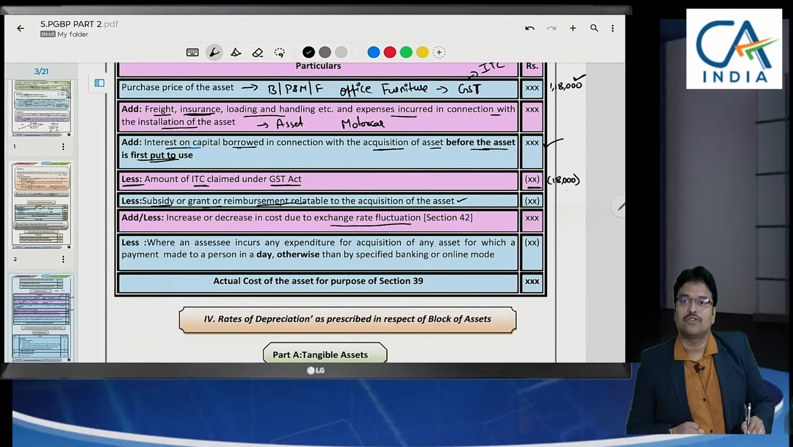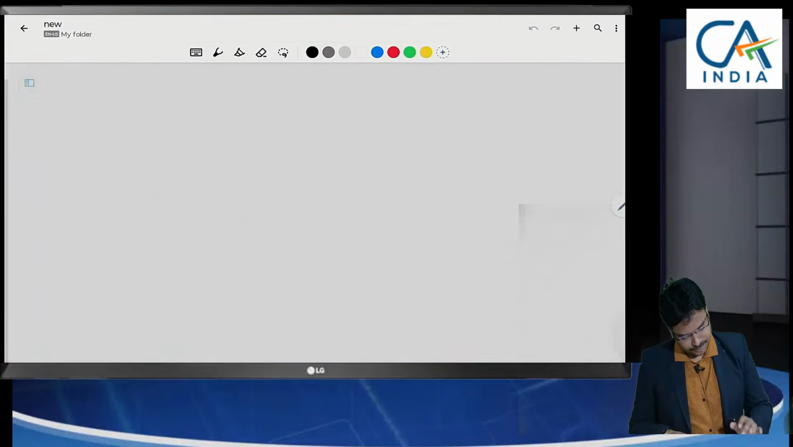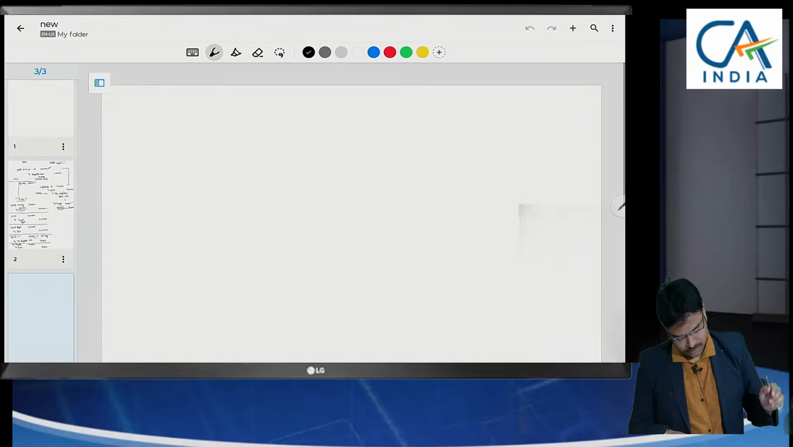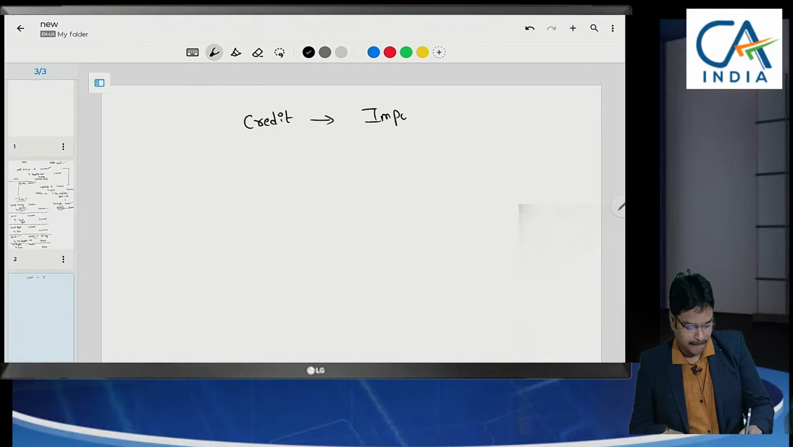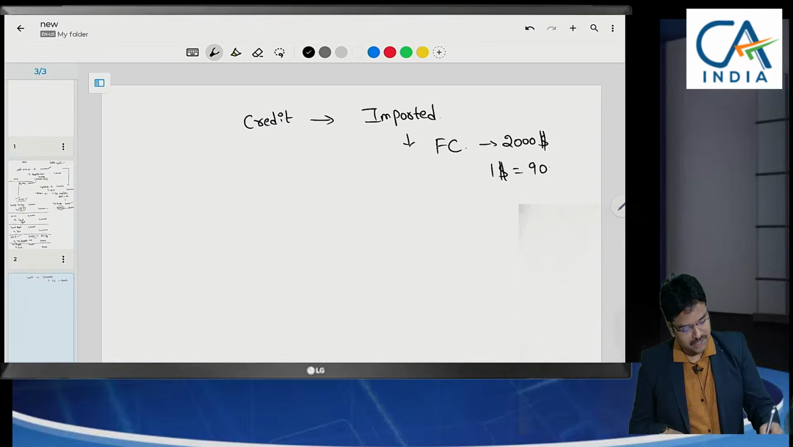exchange fluctuations towards asset purchase. Let me take a basic example. The asset is purchased on credit. I have imported the machinery, for which payment has to be made in foreign currency. I have imported the machinery for $2,000. At the time, the dollar rate is 90 rupees when I imported the asset, on 1st May 2026.